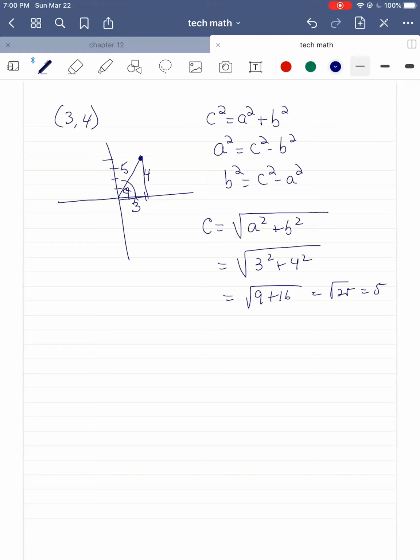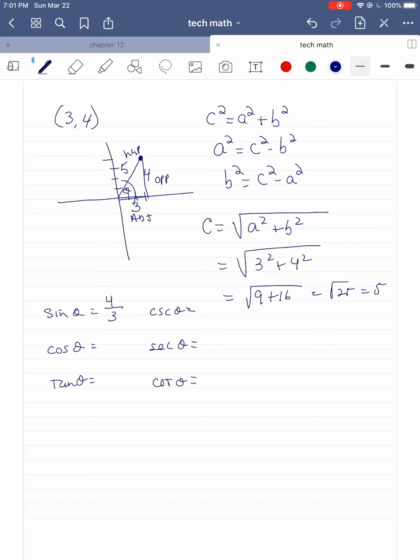First thing I want to do, my reference angle is right here along with the x-axis. I'm going to label my sides. This is my adjacent side, this is my opposite side, and this is my hypotenuse. So now that I have all 3 sides labeled, all 3 sides have numbers, I can go ahead and make my list. Sine, cosine, tangent, cosecant, secant, and cotangent.